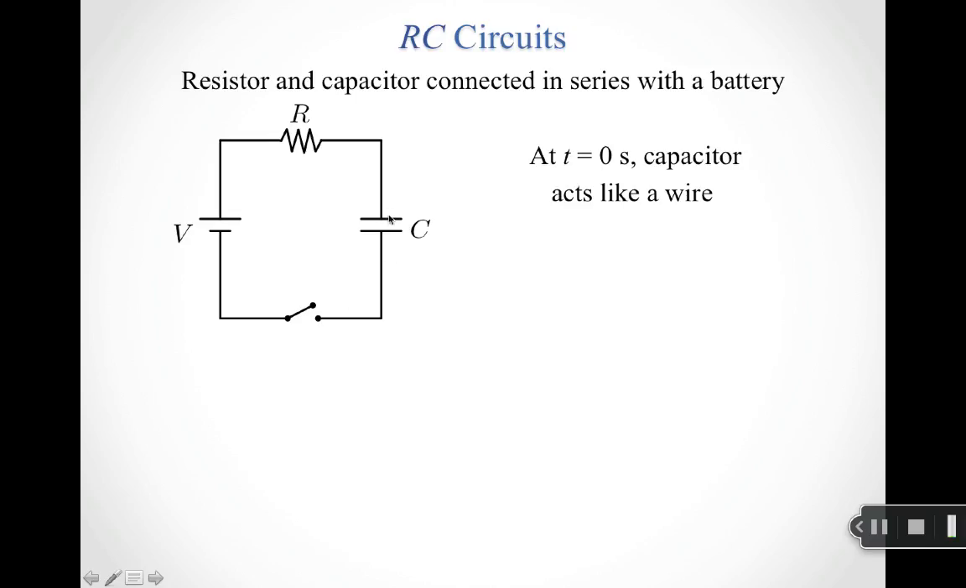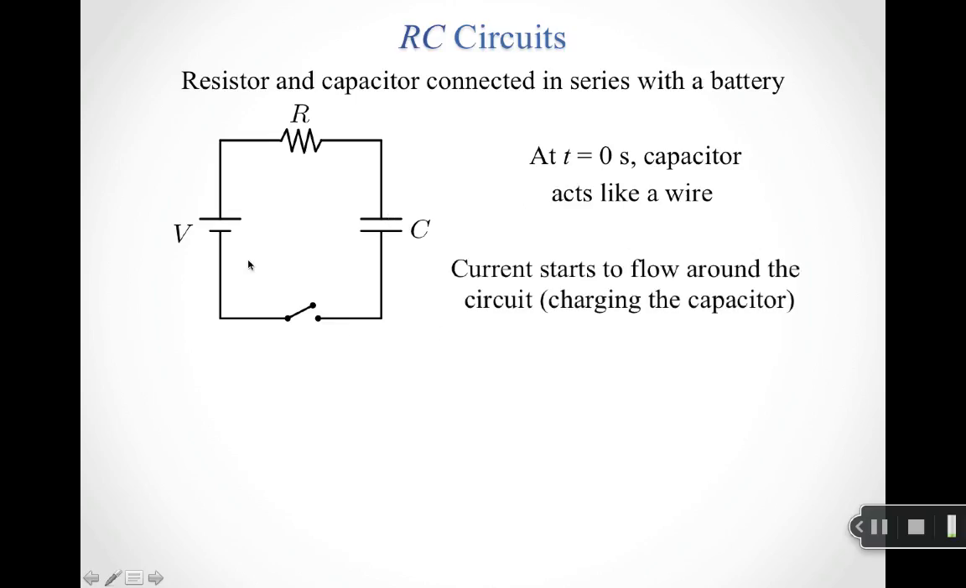the switch. And at that instant, our capacitor, because it doesn't have any charge built up on it yet, our capacitor is going to act like a wire, and so we'll have current that will start to flow around the circuit. Now, as that current flows around the circuit, it's going to end up charging the capacitor.